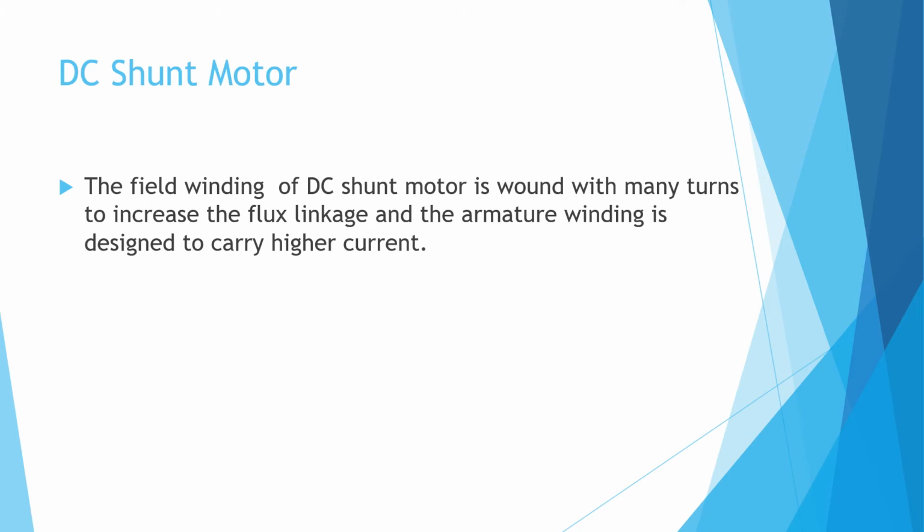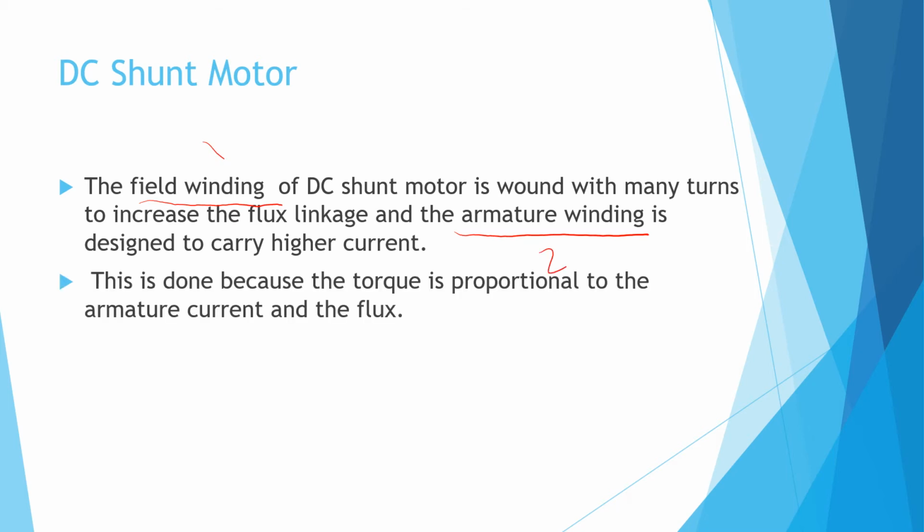Next few slides are related to DC shunt motor. There are two windings. The field winding of a DC shunt motor is wound with many turns to increase the flux linkage, and the armature winding is designed to carry the higher current. So there are two windings, field winding and armature winding. Field winding is on the stator, armature winding is on the rotor. This is done because the torque is proportional to the armature current and flux.